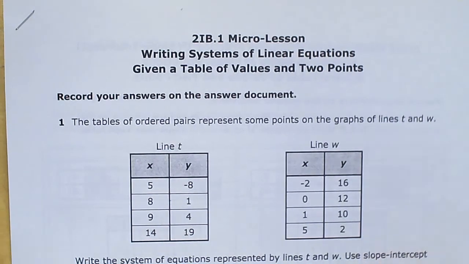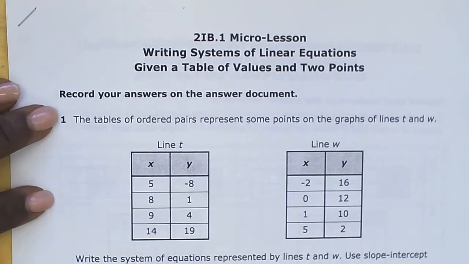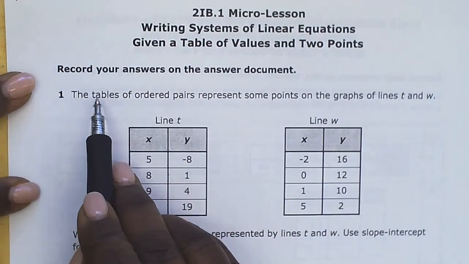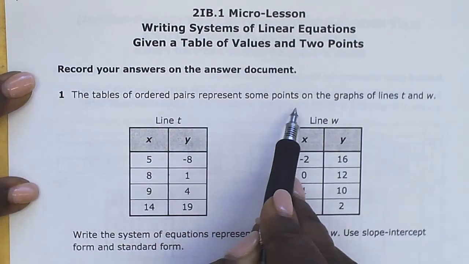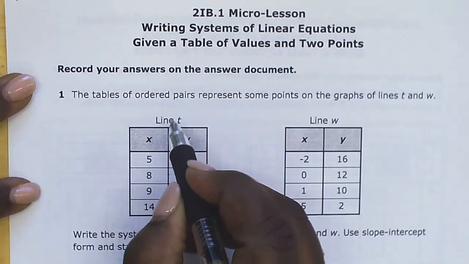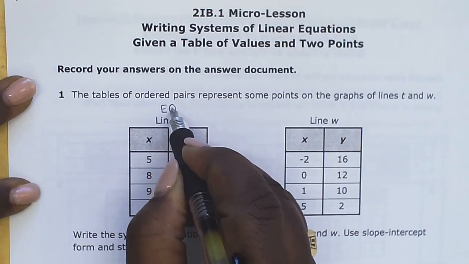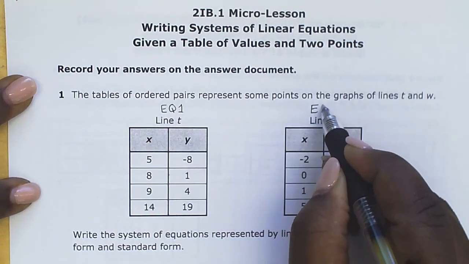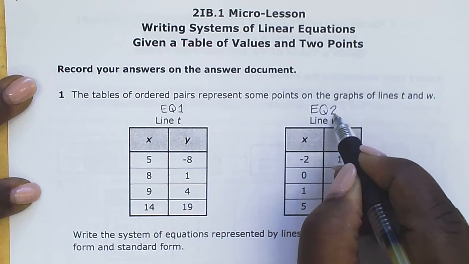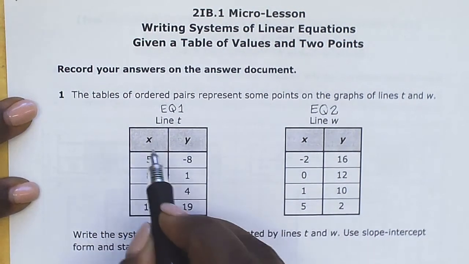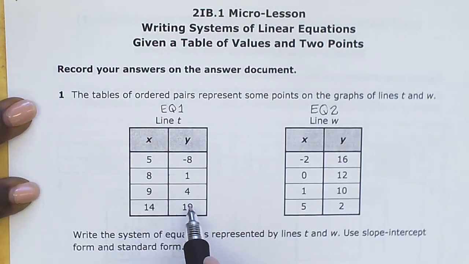Okay, writing systems of linear equations given a table of values of 2 points. So what we're going to do today is we're given the tables of ordered pairs that represent some points on the graph of lines T and W. This is line T, this is one equation, and line W, second equation. The X and Y values are here and the points are given.